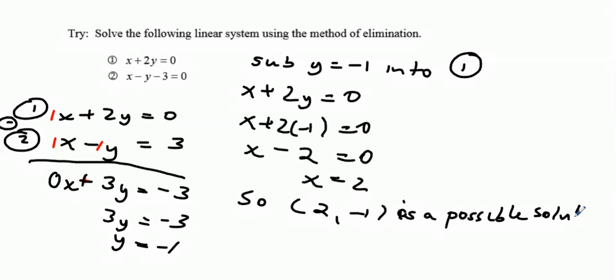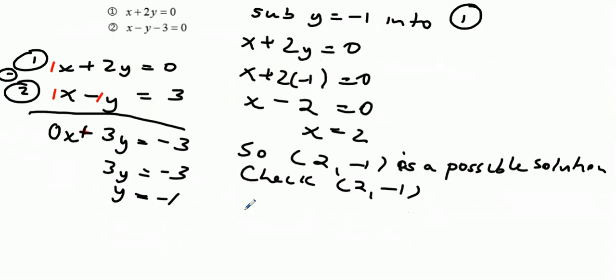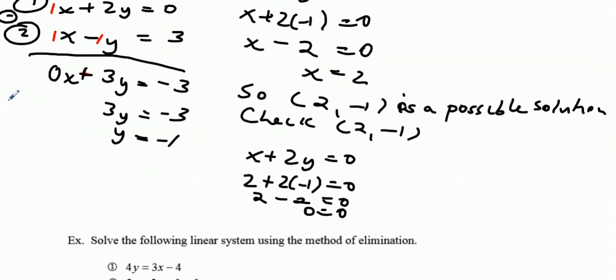We're going to check the point 2, negative 1. And when we do that, we always go back to our originals. So it's going to be x plus 2y equals 0. So 2 plus 2 times negative 1 equals 0. So 2 minus 2 equals 0, and 0 equals 0. And of course that means that left side equals right side.